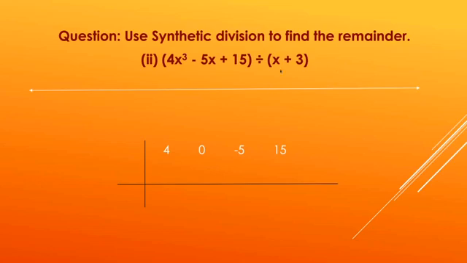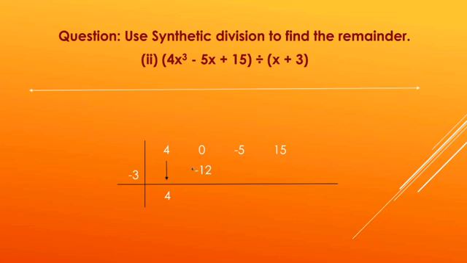We have written these coefficients here. The divisor is x plus 3. We will put x plus 3 equal to 0. So x will be equal to minus 3. So we will divide with minus 3. Now the first step is we will write 4 as it is here. Now we will multiply 4 with minus 3 and the answer will be minus 12. We will write minus 12 here.